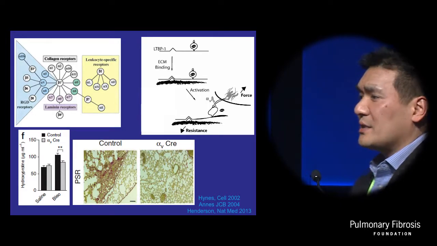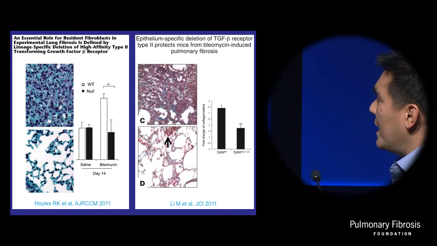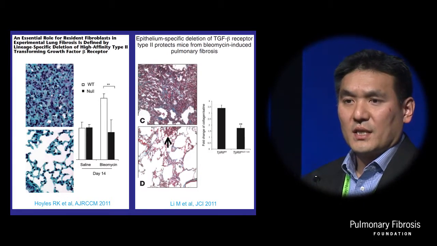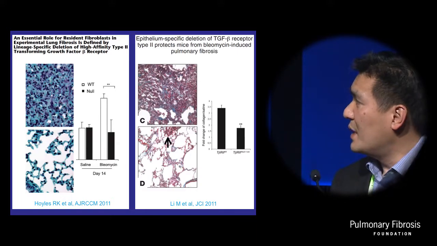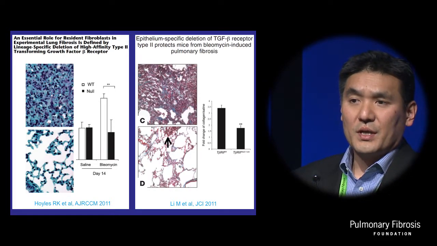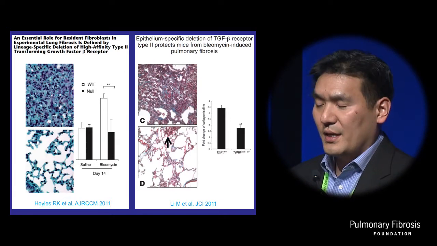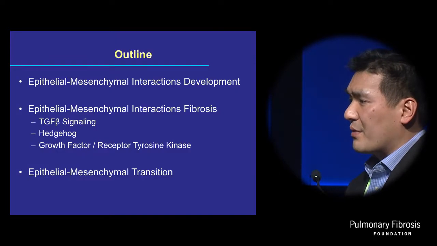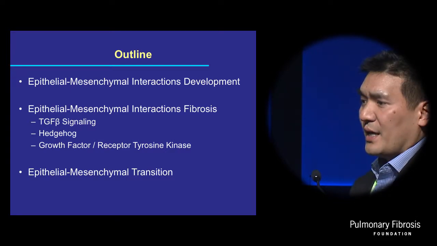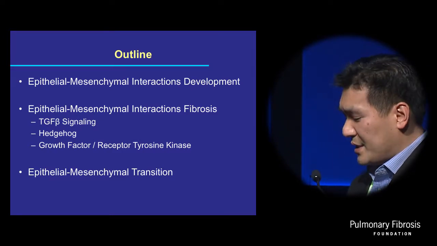And the same is true for the response to TGF-beta. So this is two separate papers where they deleted the TGF-beta receptor in fibroblasts in this case, and epithelial cells in this case. And in both cases, what they saw is protection from fibrosis, shown histologically here and quantified here. So really the data support the notion that with regard to TGF-beta signaling, both epithelial cells and fibroblasts are required for both the activation and response to TGF-beta, consistent with this notion that there are complex epithelial mesenchymal interactions requiring both cell types.